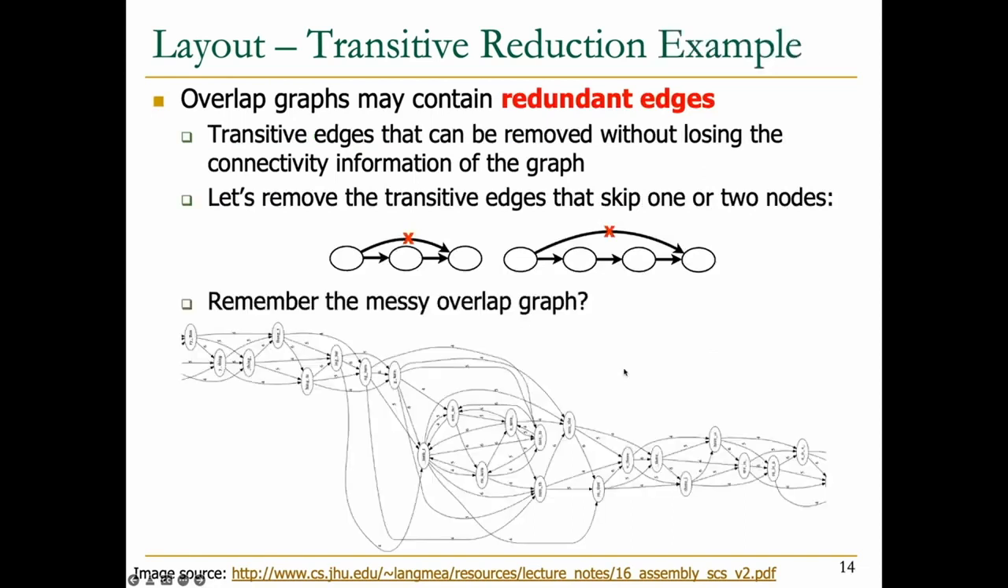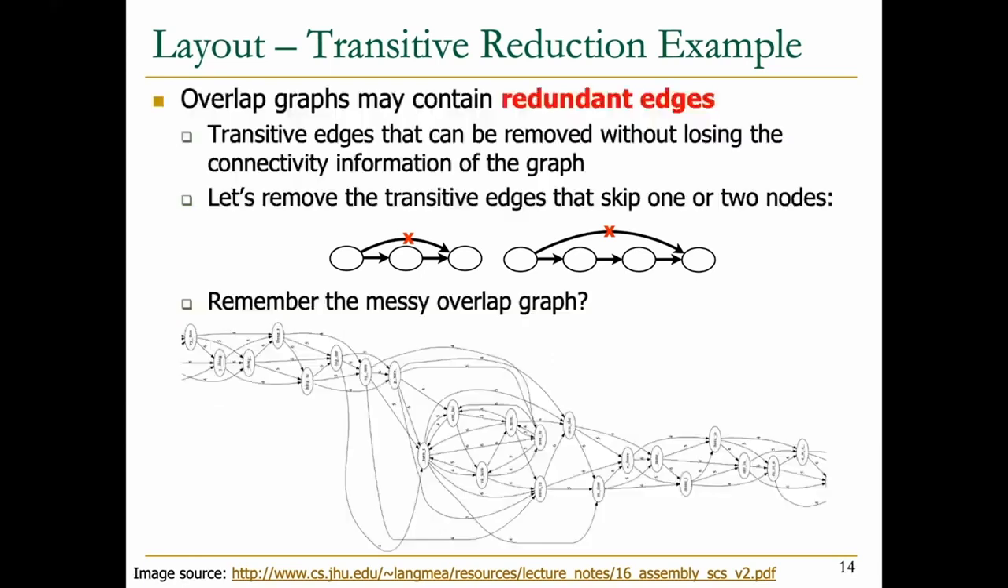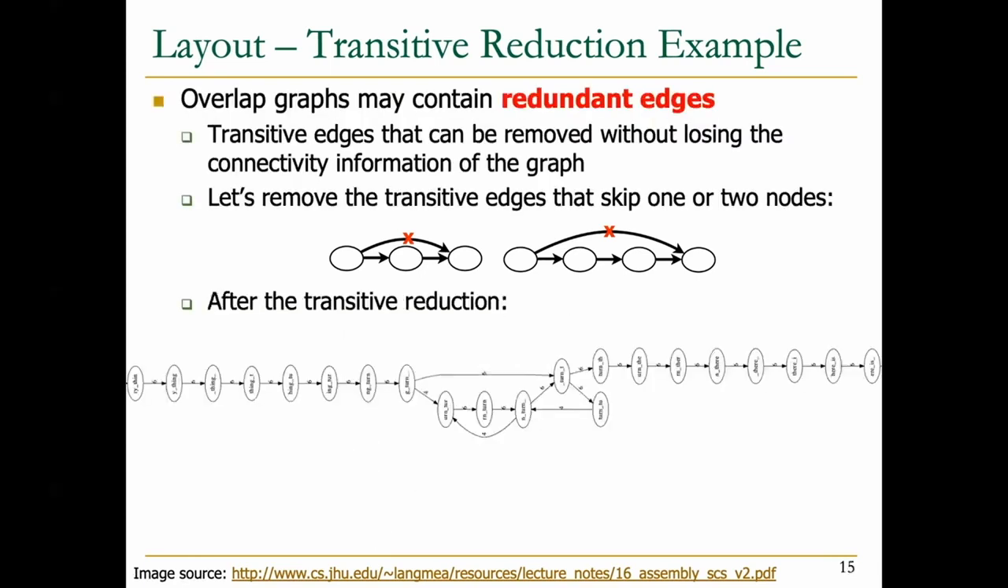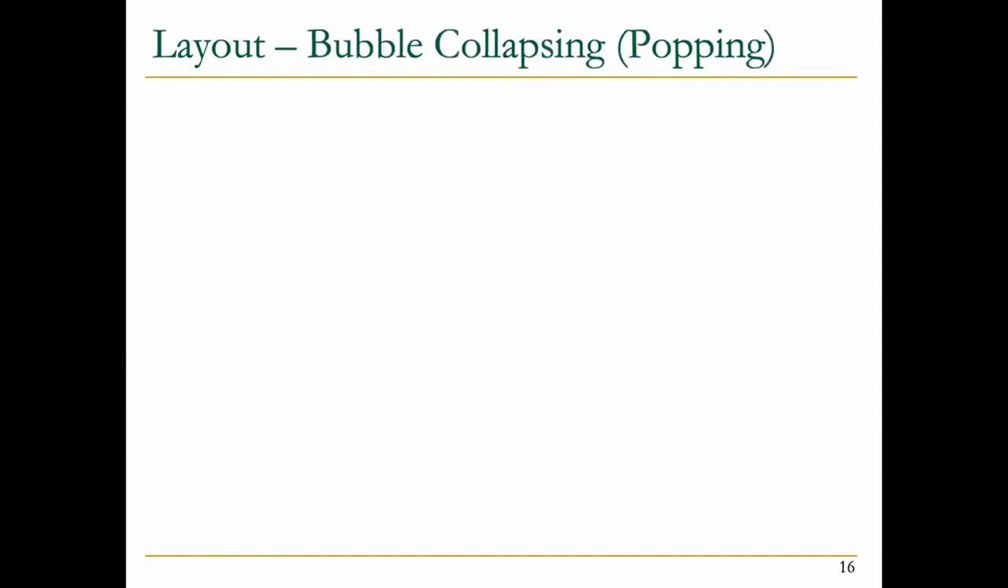So if you remember the messy overlap graph that I showed you earlier, if we applied the transitive reduction on this graph, a simplified graph would look like this. So there's quite a difference between this and this, right? A simple transitive reduction can help us to simplify the graph greatly, right? So it is now much easier to identify the ordering of overlaps from this graph. I guess you would all agree. But still, there are some tasks to do if we want to simplify the graph even further. And the next one is actually the bubble collapsing or popping.